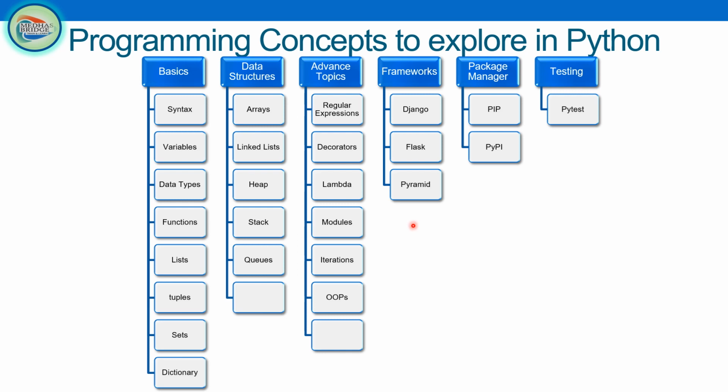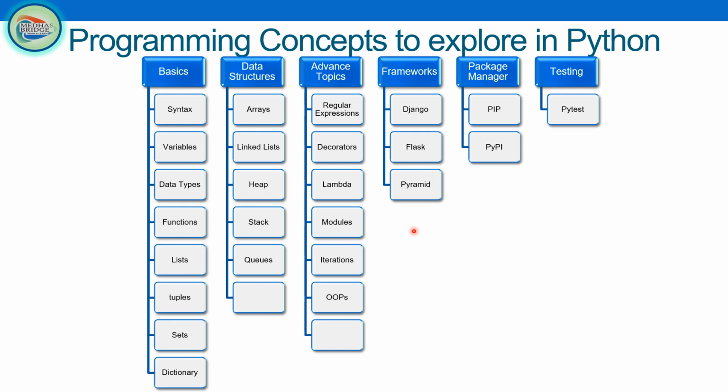Programming concepts to explore in Python. Under Python basics, we have to understand the syntax, variable usage, different data types, writing functions, and creating lists, tuples, sets, and dictionaries. We have to understand data structures such as arrays, linked lists, heaps, stacks, and queues. Similarly, we also have to understand Python advanced concepts like regular expressions, decorators, lambda functions, modules, iterations, and OOPs.